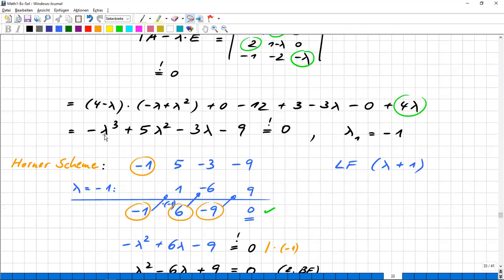I just take the coefficients, minus 1, 5, minus 3, minus 9. Then I write here lambda equals minus 1. If I want to divide this linear factor out of this polynomial, I put the corresponding solution of the characteristic equation, which is minus 1, here. And then I draw a horizontal line, and then there is a certain procedure, which is easy to derive, but we don't have the time now. You can do a classical polynomial division also.